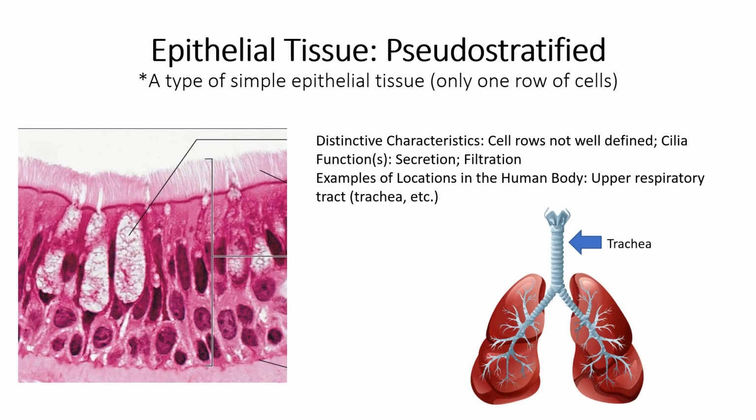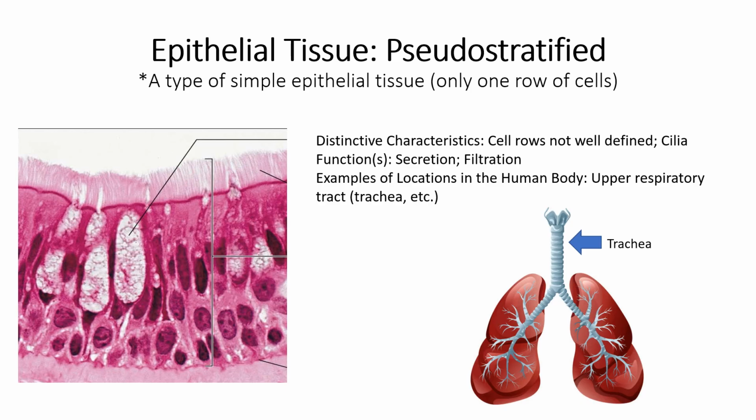Pseudostratified epithelial tissue. So pay close attention to the name here. Pseudo meaning false, stratified. So false stratified. So for pseudostratified epithelial tissue, it's going to appear as if there are multiple rows of cells, but there is only one row of cells, right? As we just saw with simple columnar epithelial tissue, all of the cells were perfectly aligned and adjacent to each other. They were maintaining kind of that perfect column or rectangular shape, right?